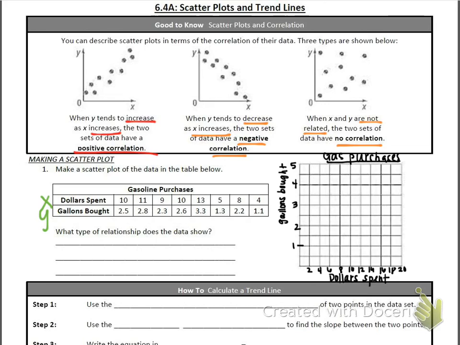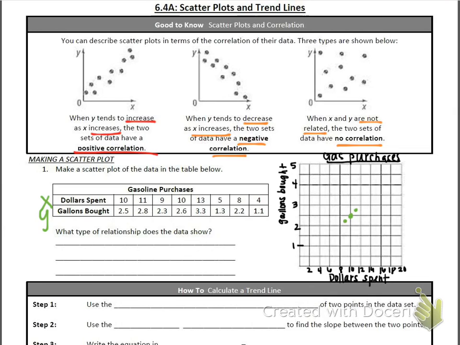So dollars spent, when I spend $10, I get 2.5 gallons of gasoline. So I'm going to go 10, 2.5, which is right here. And I'm going to make my dot just a smidge smaller. That's kind of big. Then we do 11 and 2.8. So there is going to be some in between. 2.8 is probably right there. So you're going to do a little bit of estimating, but that's okay. 9 and 2.3, which is like right here.